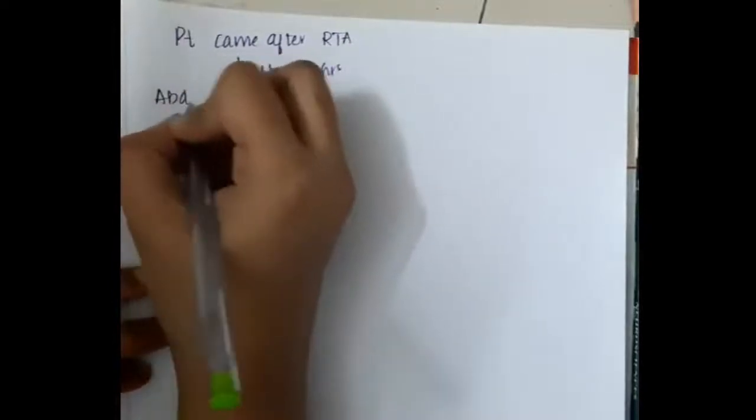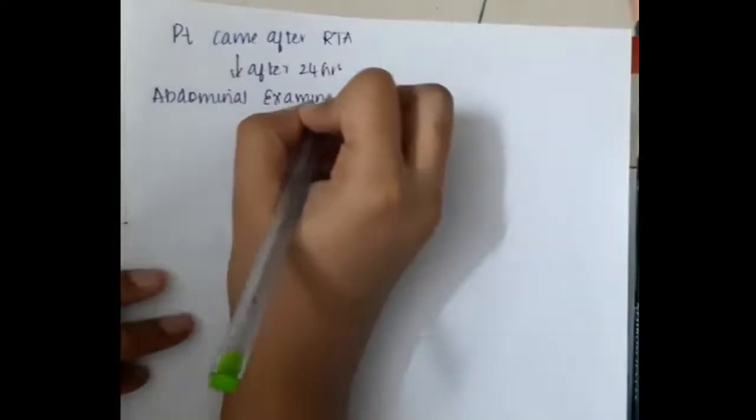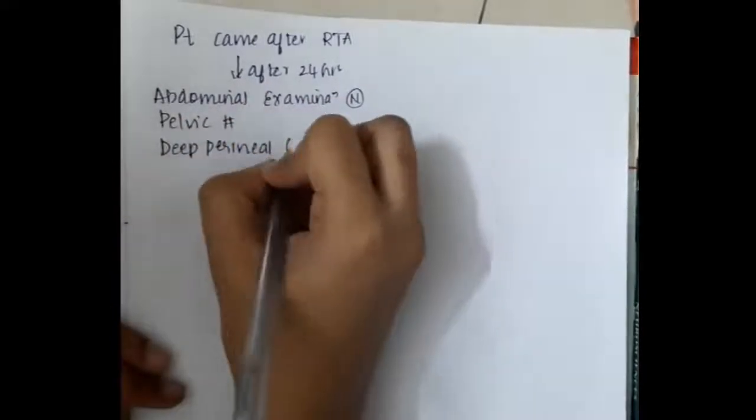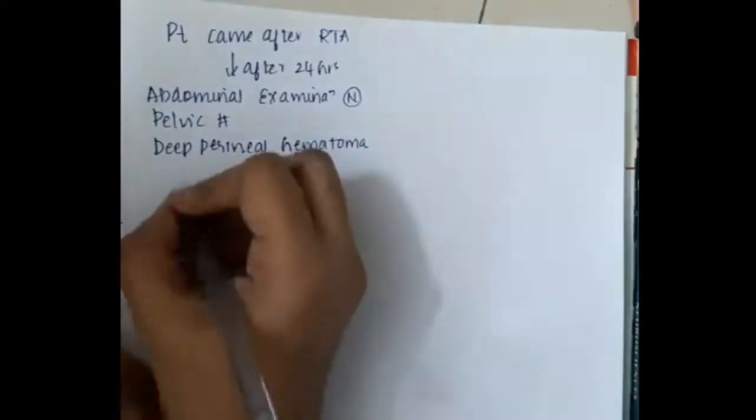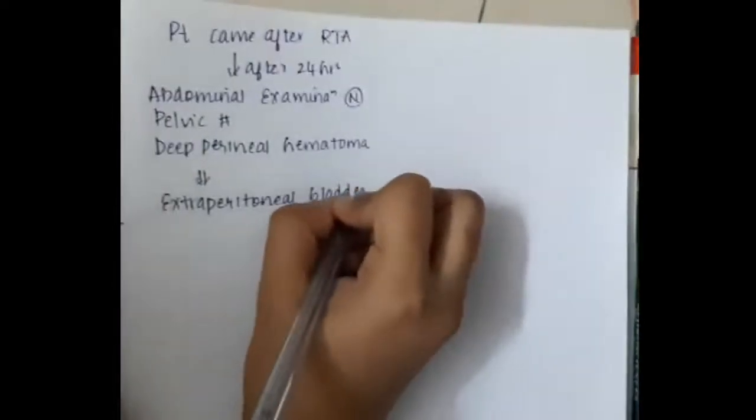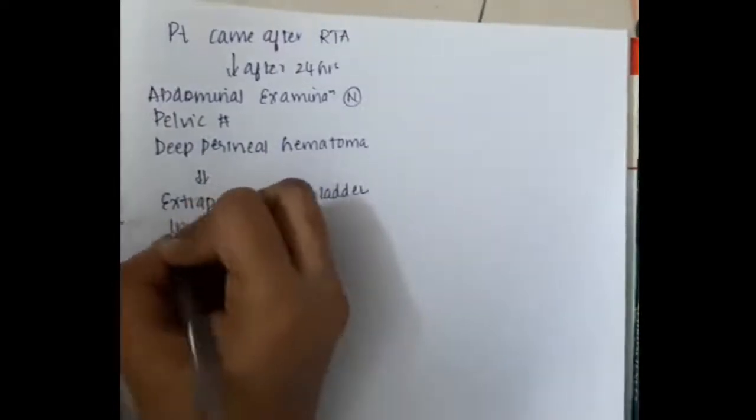If the patient has a stricture and could not pass urine properly, then you will have to treat the stricture. Now, once you have learnt about the bladder injuries and urethral injuries, one important thing is they will give you a clinical scenario and you will have to identify it. First scenario: a patient has come to you after a road traffic accident. After 24 hours, abdominal examination was found to be normal. Then you have found a pelvic fracture and a deep perineal hematoma. In such cases the diagnosis is extraperitoneal bladder rupture.